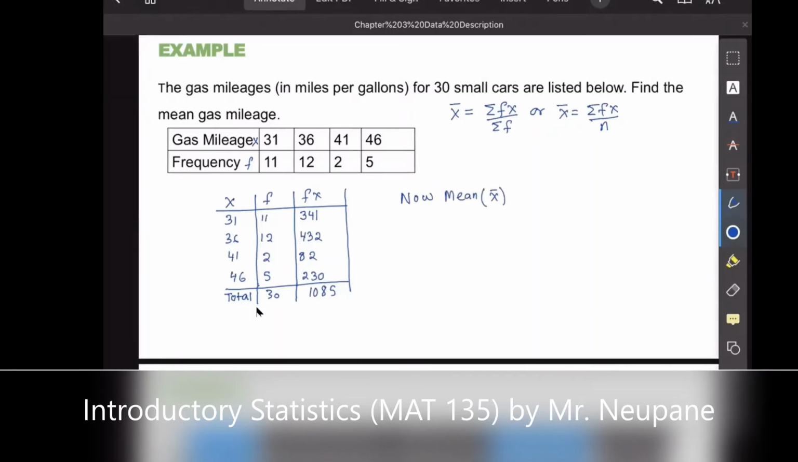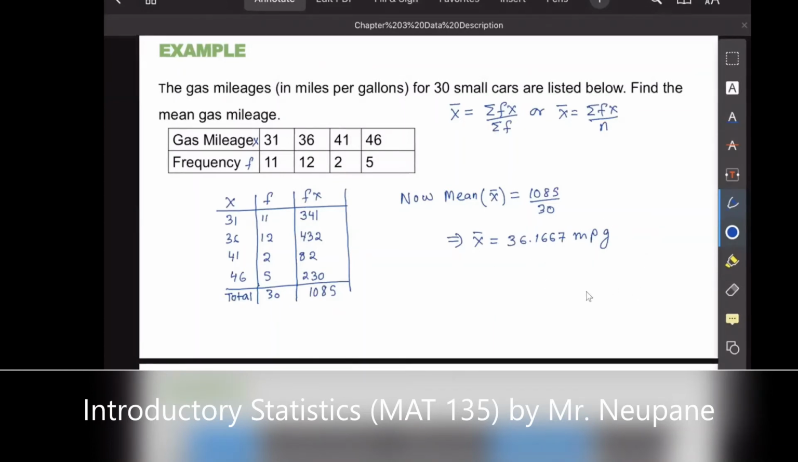So now our mean, let me write that. Mean x bar is sum of f times x, which is 1085, divided by n, which is 30. Okay, 1085 divided by 30. Divide that in calculator. What do you get? 36.16. Okay, mean is equal to 36.1667 miles per gallon. So that is the average mileage.